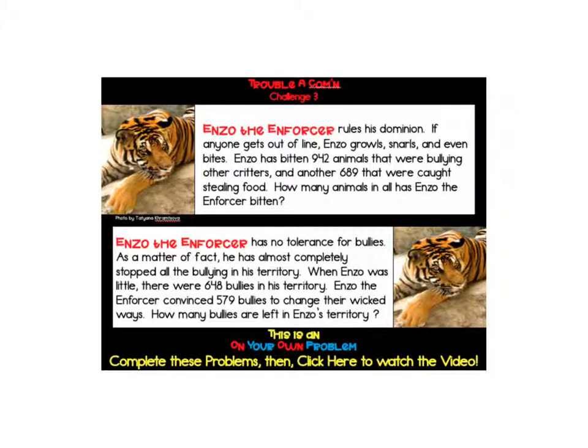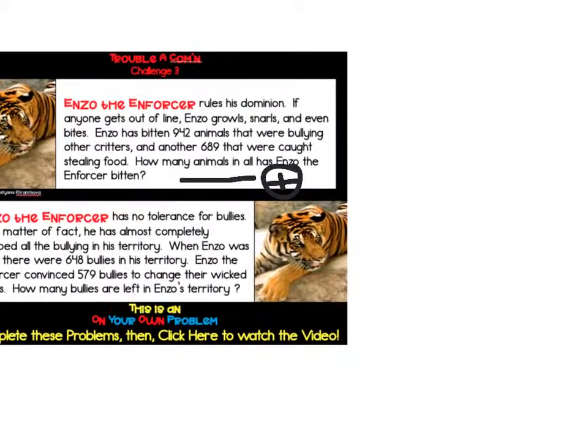So, first of all, how many in all? That is our key, right? That means this is going to be an addition problem. Lovely, my friends. That means we're going to add 942 and 689. Let's go ahead and just do that right now.